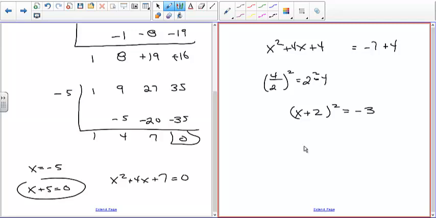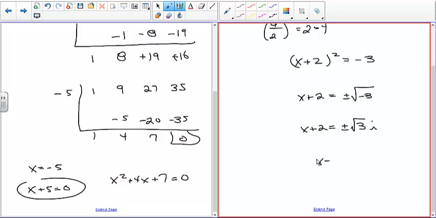So we do the same thing that we did last time. You take the square root, so you get plus or minus the square root of -3, which is the same as plus or minus the square root of 3i. So the square root of -1 becomes i. And then you subtract 2 from both sides, so you get x is -2 plus or minus the square root of 3i. So those are my zeros.